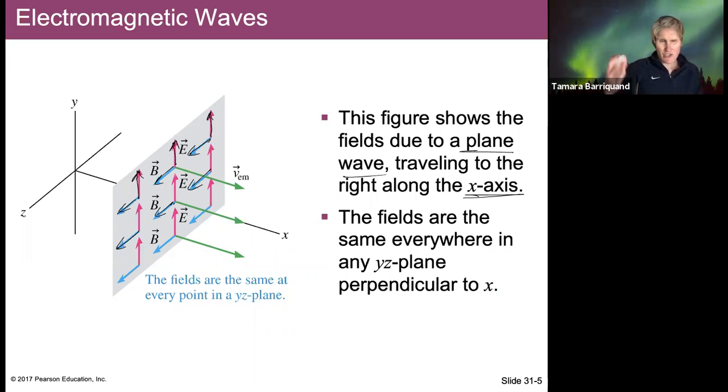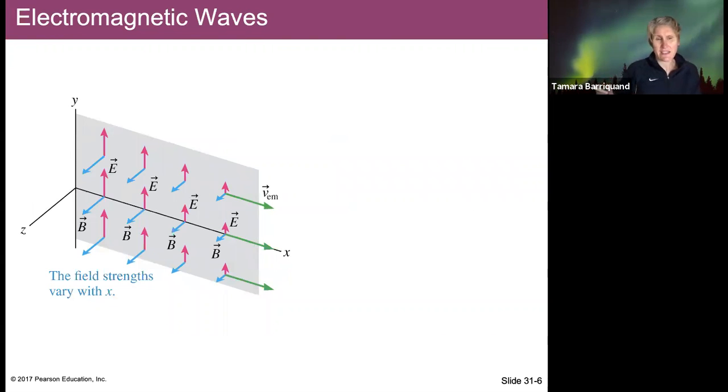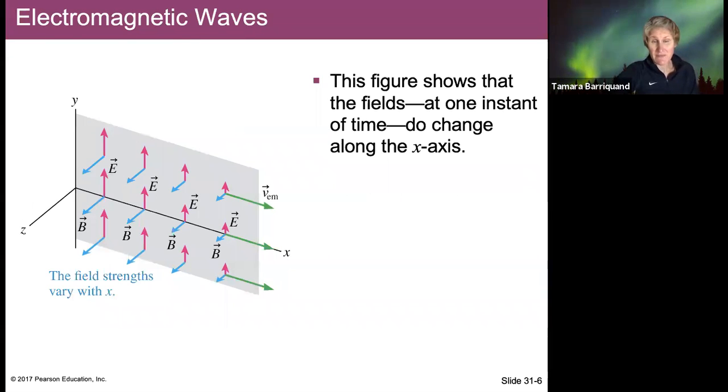Now we can also take a cross section along the X-axis and see what happens in that case. So here's a cross section along the X-axis of a planar wave that is traveling in the X direction. And this figure shows that the fields at one instant of time do in fact change along the x-axis.